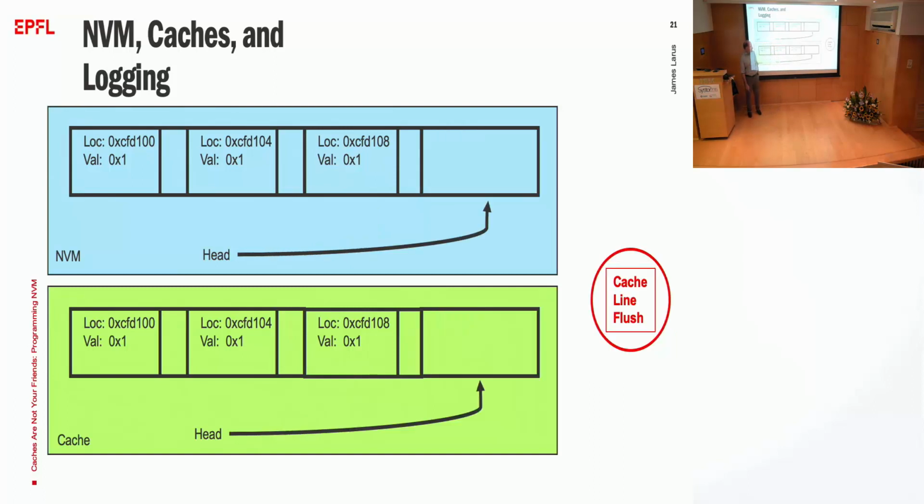We do another Cacheline Flush, and that gets written out there. So we have to do 2 Cacheline Flushes per log entry. The problem is that they cost a fair amount of time.